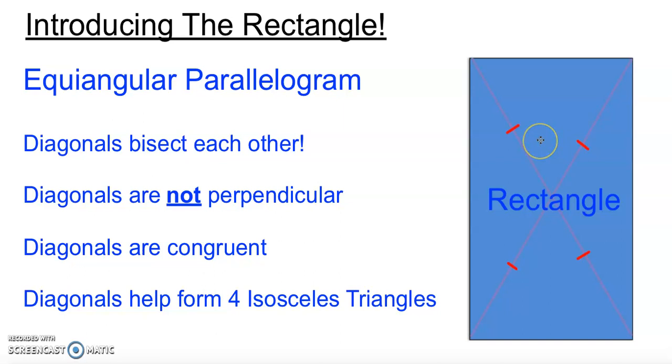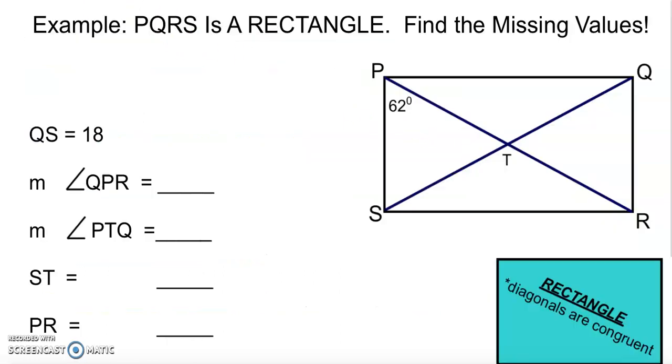Another, I guess, interesting piece of information is that there are two sets of congruent isosceles triangles. So this triangle and this triangle are congruent to each other, the top and bottom ones. And then the left and right triangles that are inside here are also congruent to each other. So that's kind of an interesting deal there.